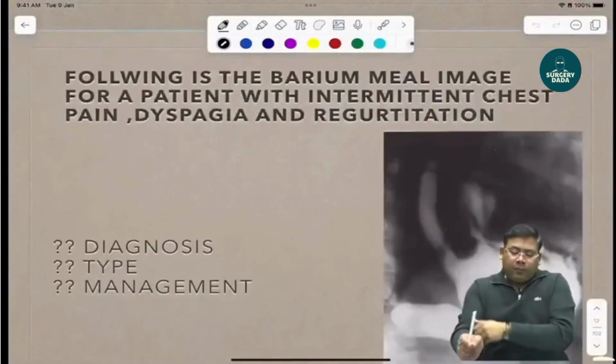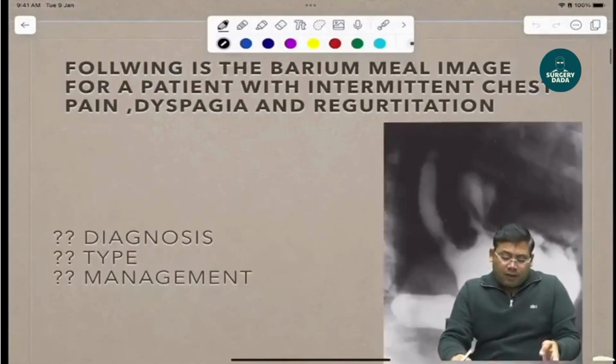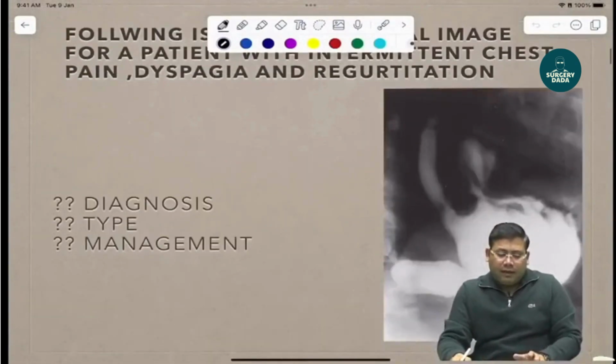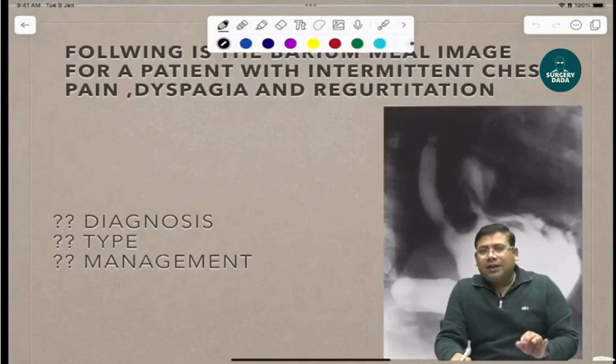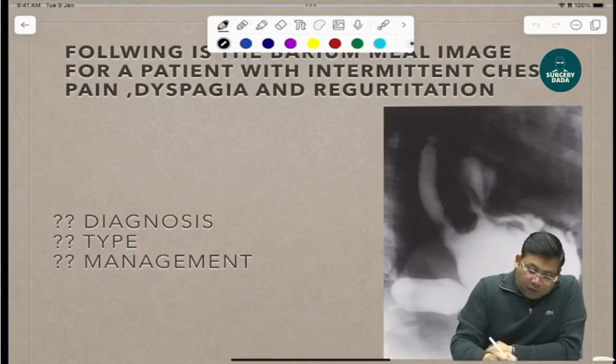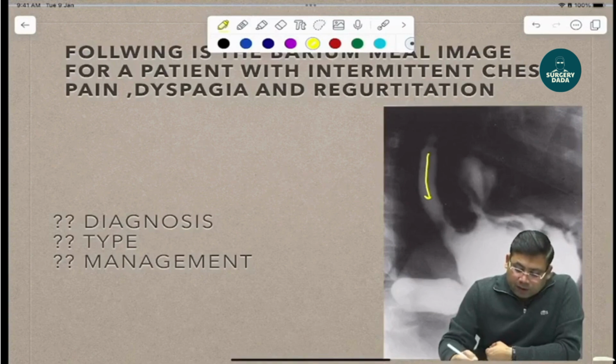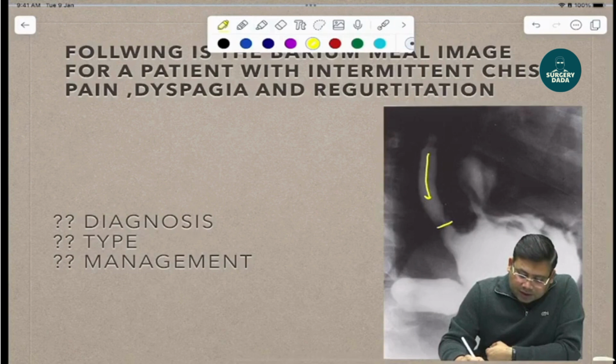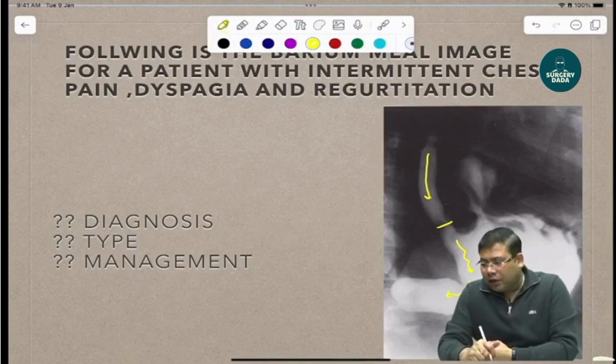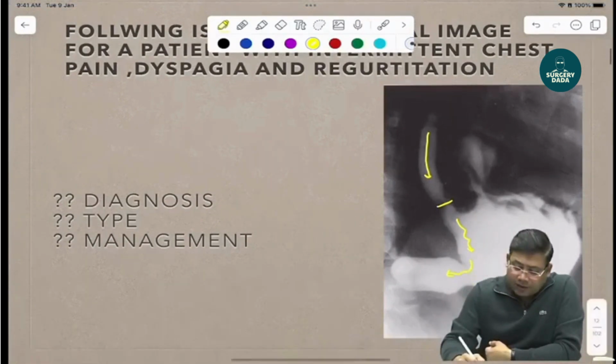Now, following is the barium meal image of a patient with intermittent chest pain, dysphagia and regurgitation. Now, if you see, what are you seeing? What is the diagnosis? So this is the classical esophagus. The barium is going into the esophagus. This is the place where the GE junction is. Then the barium has gone into the stomach. Pylorus has crossed, the barium has reached the duodenum.